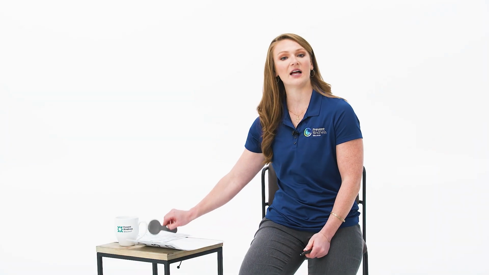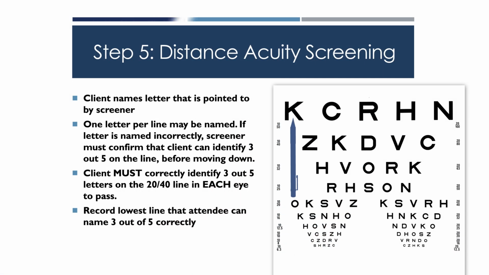Now that the screening for the right eye is complete, we're going to proceed with the same process for the left eye. You're going to take the occluder paddle for the client and they're going to cover their right eye completely, testing the left eye. We're going to start with our pointer or our pen at that first line on the wall chart, 20/100. One letter on the 20/100 line. If they get the first letter that you point to correct, you're going to move down a line. As they get each letter that you point to correct, you're going to proceed down the chart one letter per line.